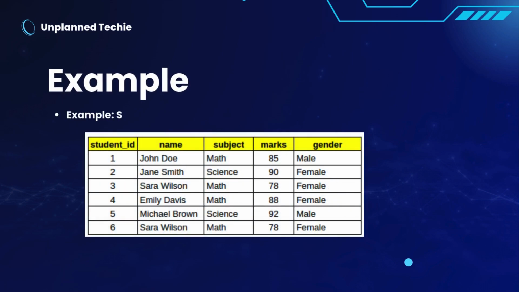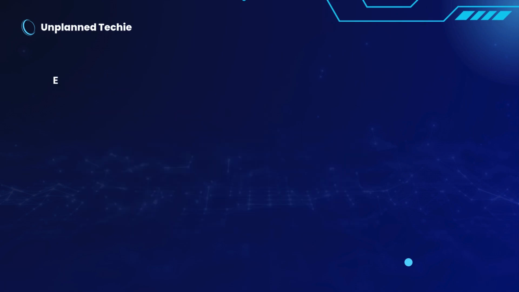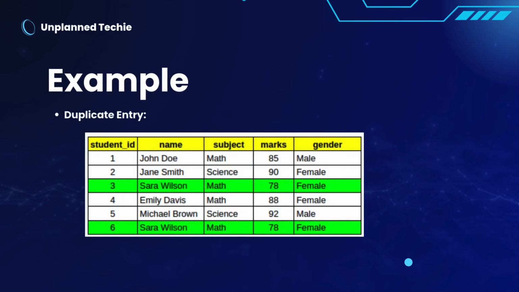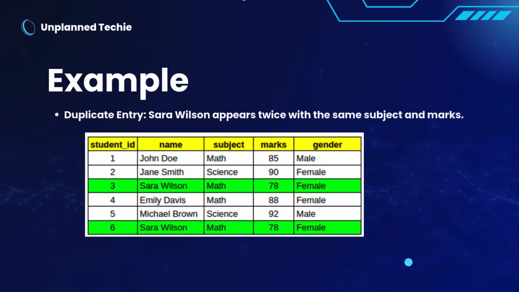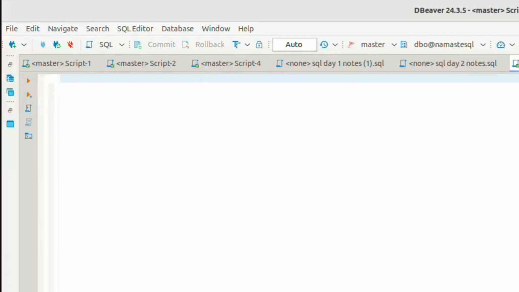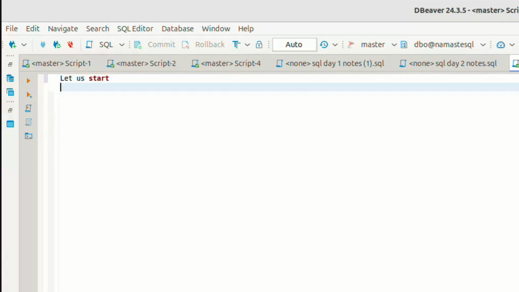Let's take a look at this simple students table. Here we see Sarah Wilson appearing twice with the same subject and marks. This is a duplicate record, and we need to find a way to identify and remove it safely. So, how do we do that? Let's switch to SQL Server and start writing some queries. Let's jump into SQL Server and explore how to find and remove duplicate records effortlessly.